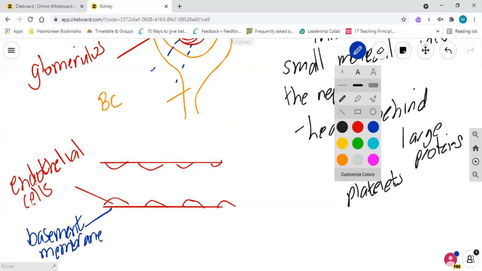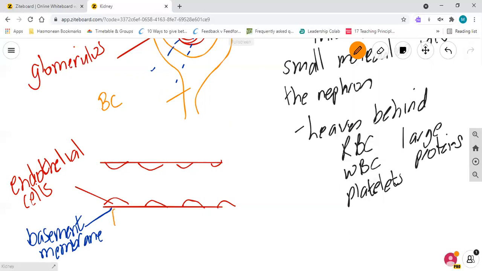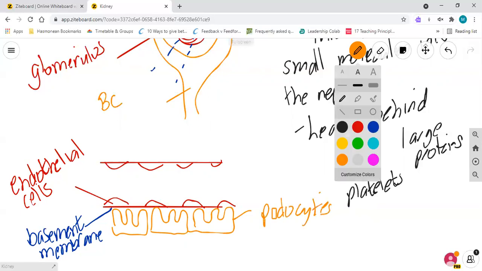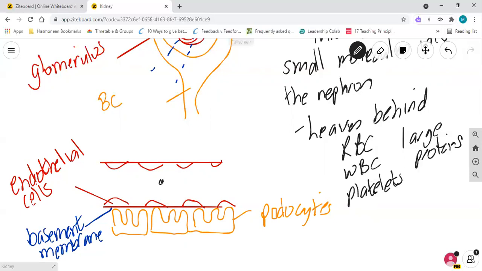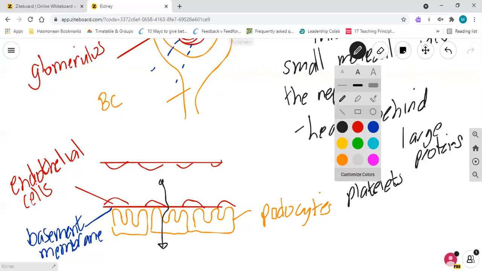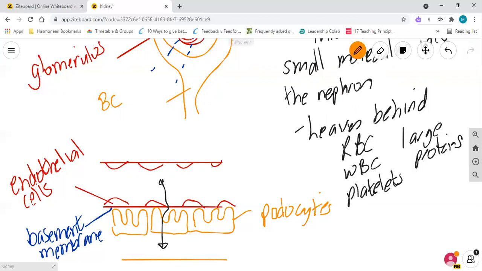And then underneath that you have the capsule, but the actual cells of the capsule are made up of these funny looking cells which have finger-like projections, and they are called podocytes. So we're going to take the substances from here through the gaps between the endothelial cells, through the basement membrane, through the pores in the podocytes, into the inside of the Bowman's capsule. That's the other side of the Bowman's capsule.